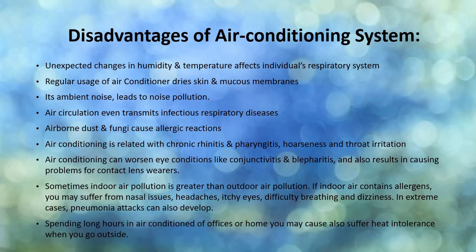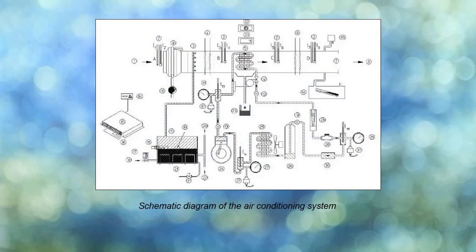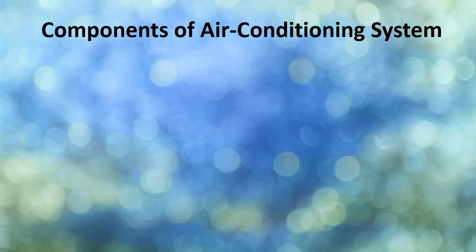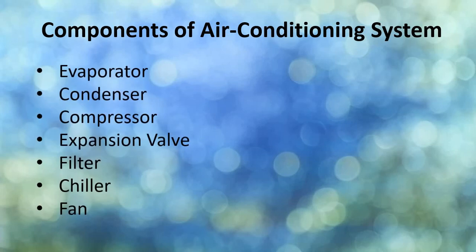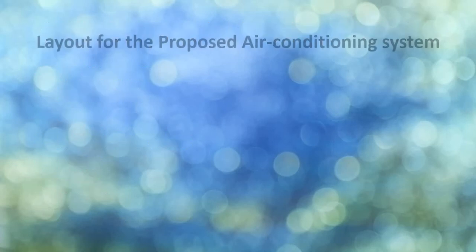Spending long hours in air-conditioned offices or homes, you may also suffer heat intolerance when you go outside. So this figure is the schematic diagram of the proposed air conditioning system. Components of the air conditioning system: evaporator, condenser, compressor, expansion valve, filter, chiller, and fan. Layout for the proposed air conditioning system.